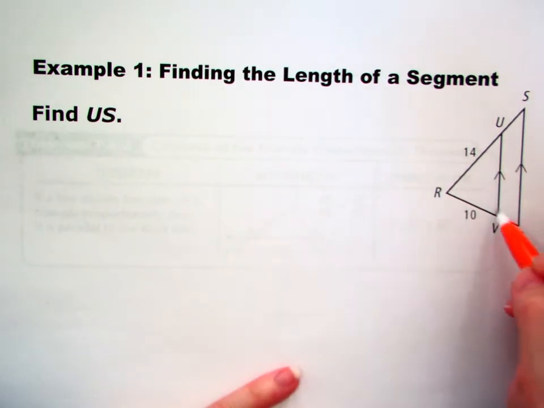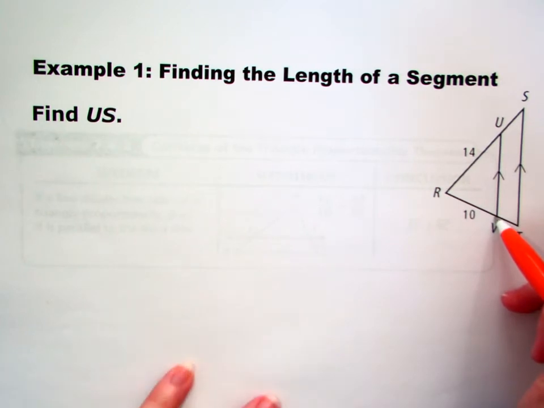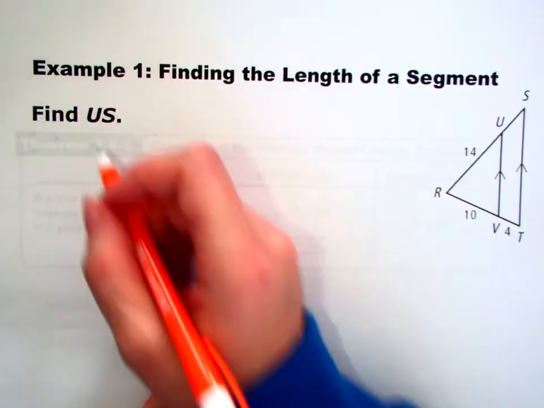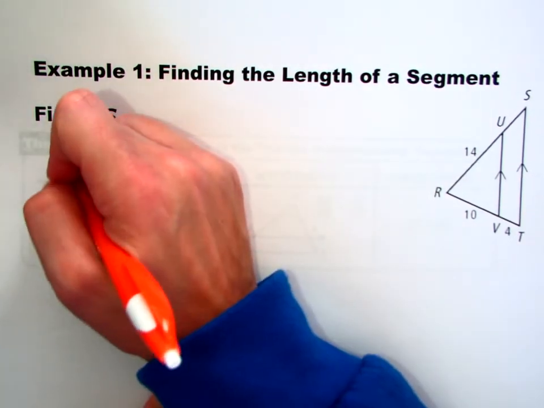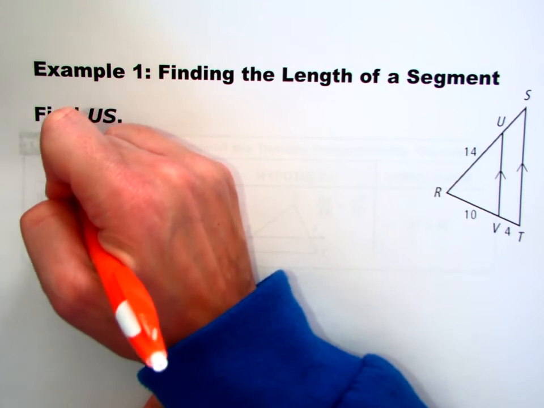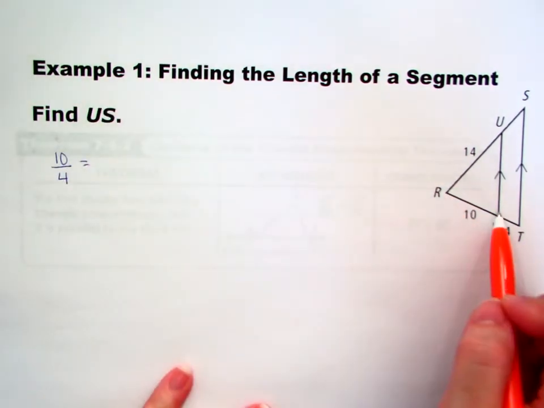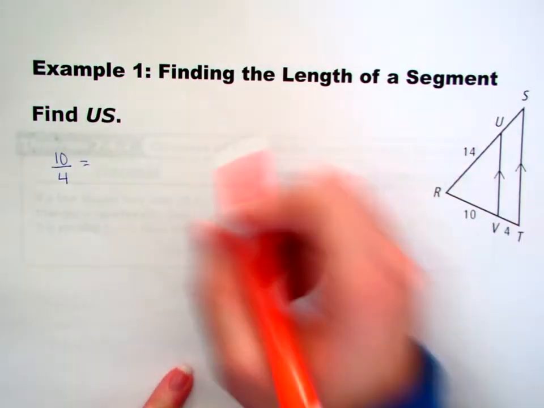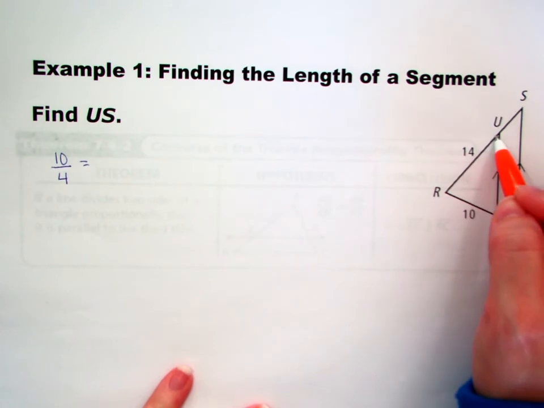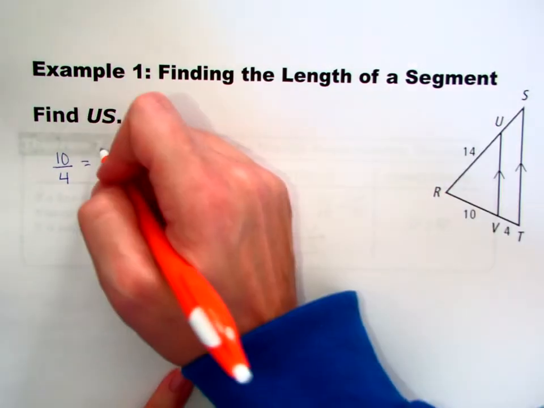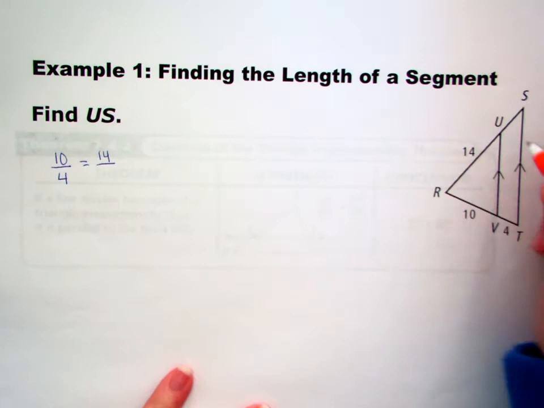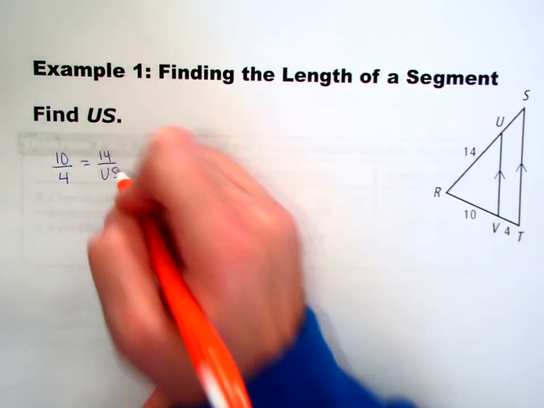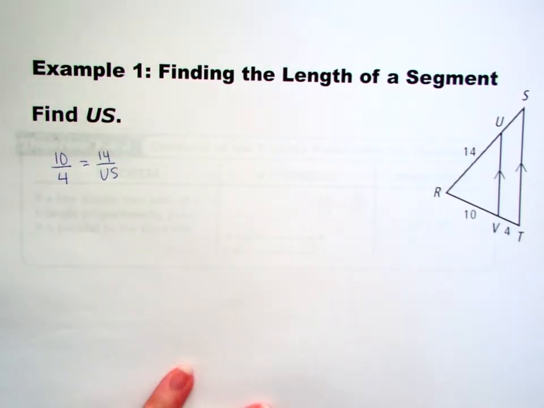So if you'll notice, we got two parallel lines, and it's going to intersect this side and this side here of the triangle. What does that mean? Well, it gives me two proportional sides. So when I'm looking for the proportional sides, what I can say is the 10 over the 4. So this 10 over the 4 is going to equal the other side. The 10 goes with the 14 because it's from the smaller triangle, over this side here, the US that I'm trying to find. And so now I can just cross multiply.